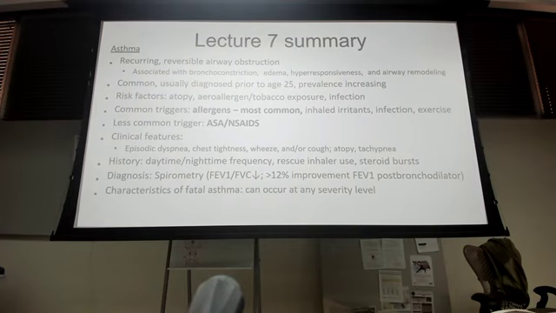So asthma, lecture 7, is reoccurring versus COPD, which is a chronic condition, right? Asthma is hyperresponsiveness to some type of triggers. Usually diagnosed prior to age 25, childhood, one of the most common childhood diseases.